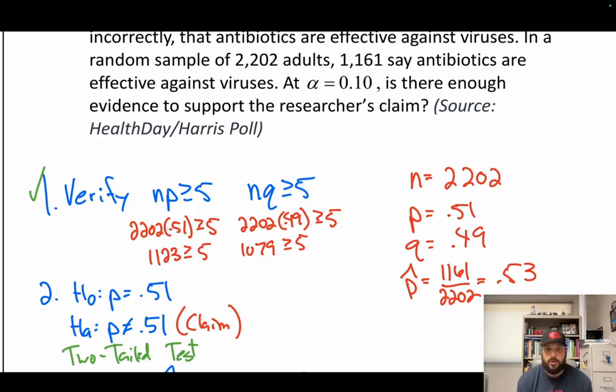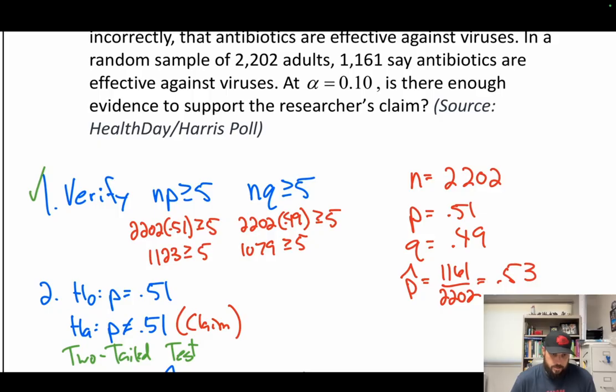All right, so starting with number 1, we always want to verify that np is greater than or equal to 5 and nq is greater than or equal to 5. So let's go ahead and identify those values as well. Our n is our sample size at 2,202. Our p is given to us at 0.51. Our q is then 1 minus our p, so we're at 0.49. And then our p hat is taking our value of 1,161 that say they're effective against viruses and dividing it by our total sample of 2,202, giving us the 0.53.